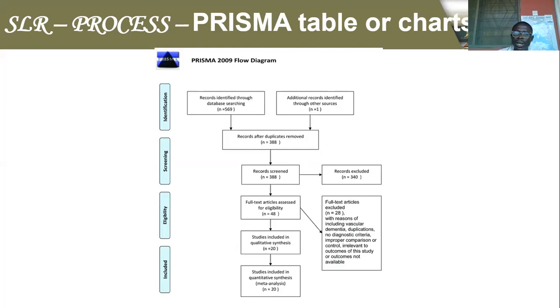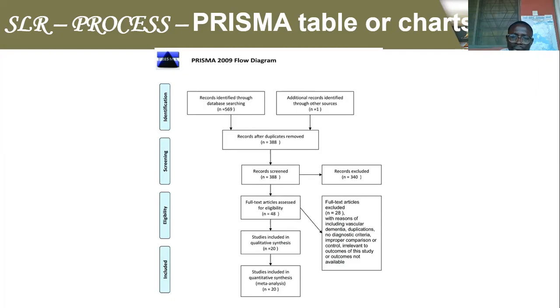So now, we have 20 articles remaining now. So studies included in the qualitative synthesis. So we have 20 articles. So the 20 articles are the quality ones, are the ones that have something to do with the research question. It's the one that the data in it is fully adequate and the methodology is fully understood. They have specified the methodology, how they chose the participants and the sampling techniques, how they employed the experimental group and other things.